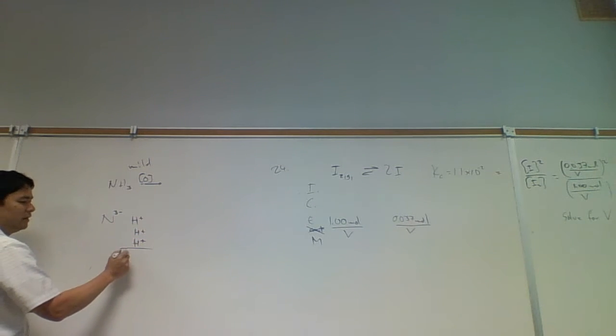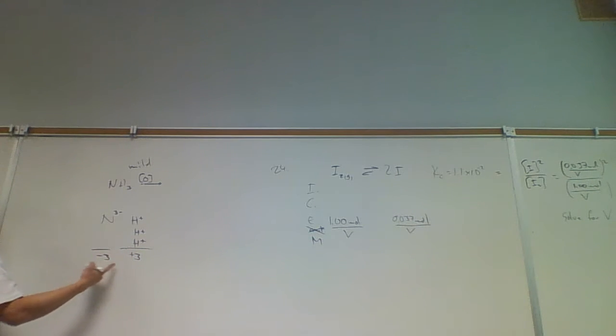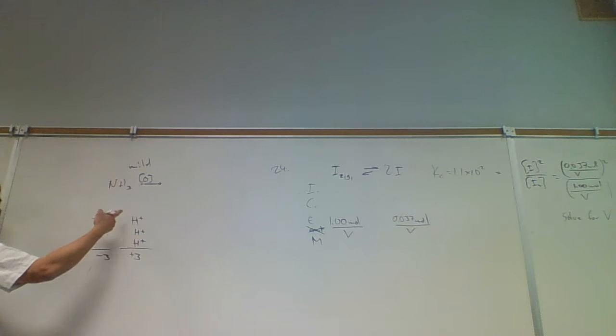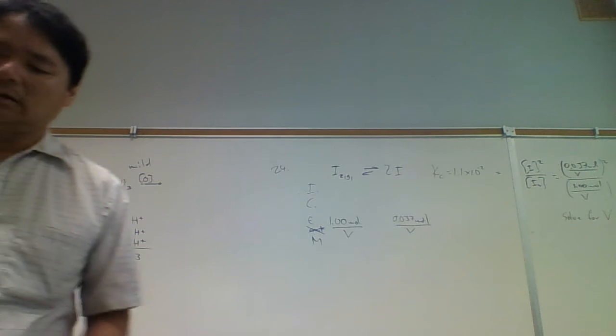Oxidation state is always for the individual element. The total charges have to balance, but the oxidation state is not +3. The oxidation state is +1. If this were nitrogen trihydride, it would be 3+ and H+, but we know this can't be. This is wrong. Why? Give me one argument that's wrong.